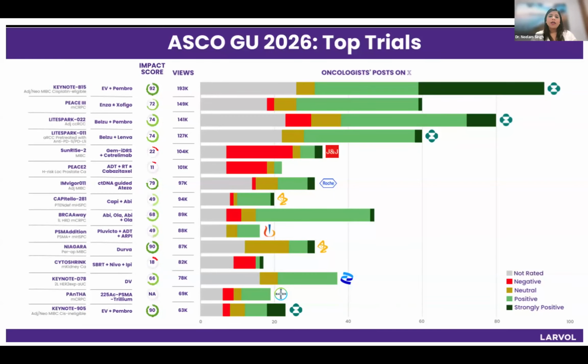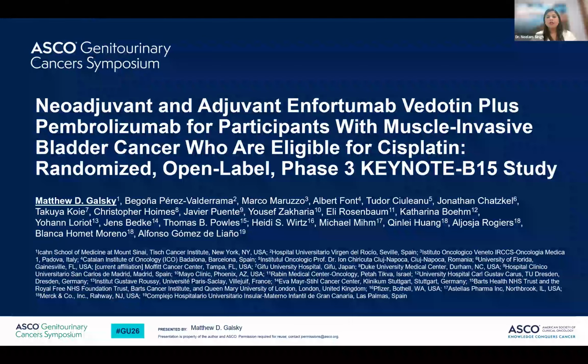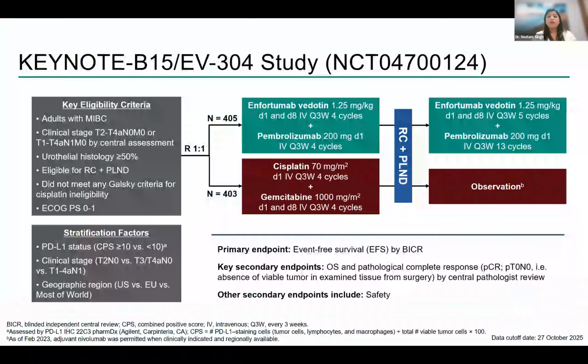Going ahead with the first abstract, it's the phase 3 KEYNOTE-B15, where neoadjuvant and adjuvant enfortumab plus pembro was given to participants with muscle invasive bladder cancer who are eligible for cisplatin. As we know, even after surgery, in this subset of patients, survival is less than 5 years. Hence this was something really necessary.